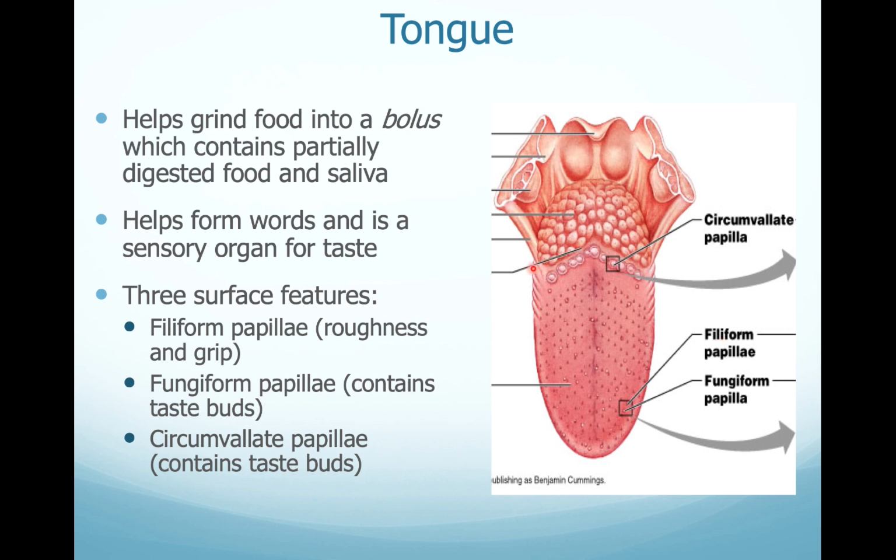In the back of the tongue, there's the circumvallate papilla. These are much larger, which means they have about 150 to 250 taste buds each. You have your largest sensation of taste back here.